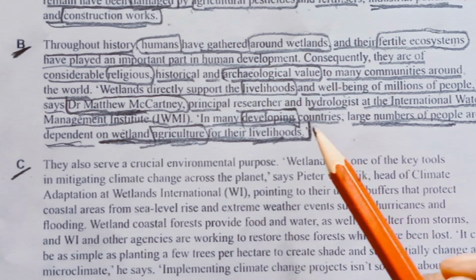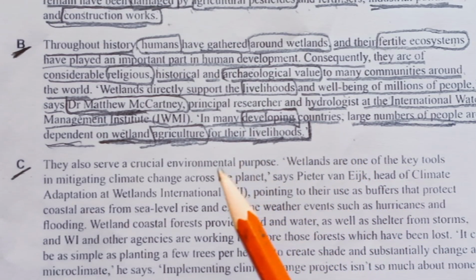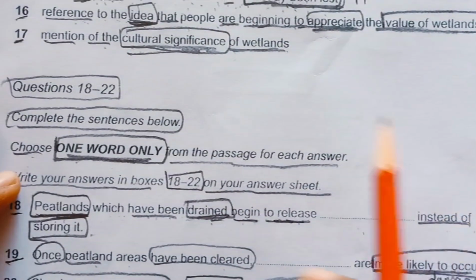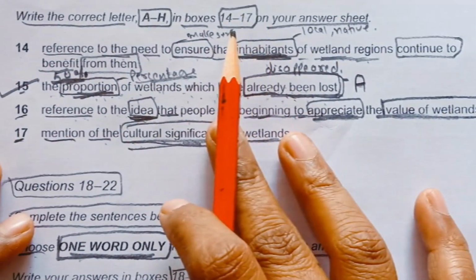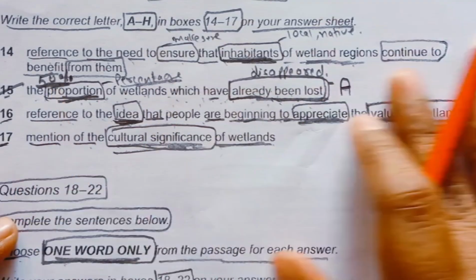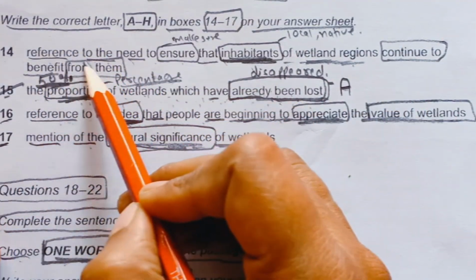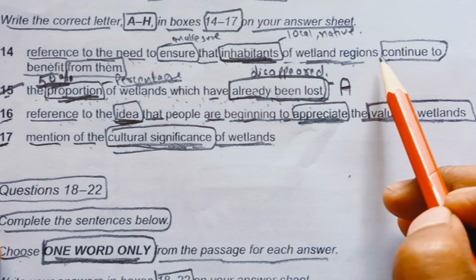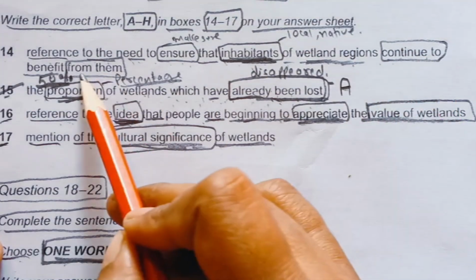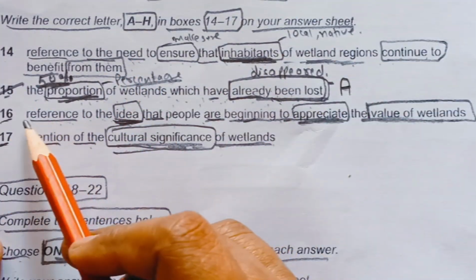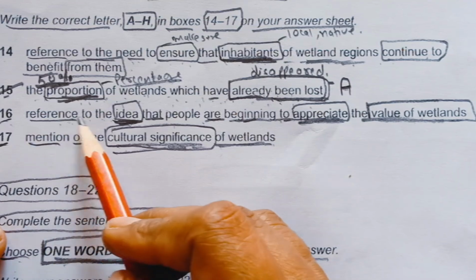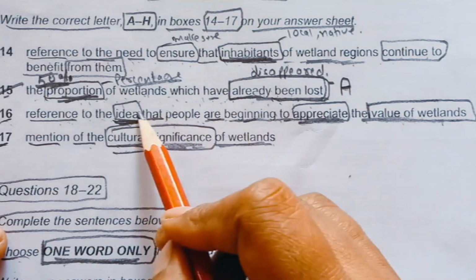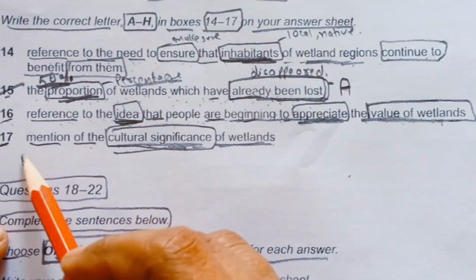Now let's see whether we are getting our answer or not. Let's see question 14: reference to the need to make sure that inhabitants of wetland regions continue to benefit from them. We have not seen anything like this. Question 16: reference to the idea that people are beginning to appreciate the value of wetlands. This type of thing also we have not seen.